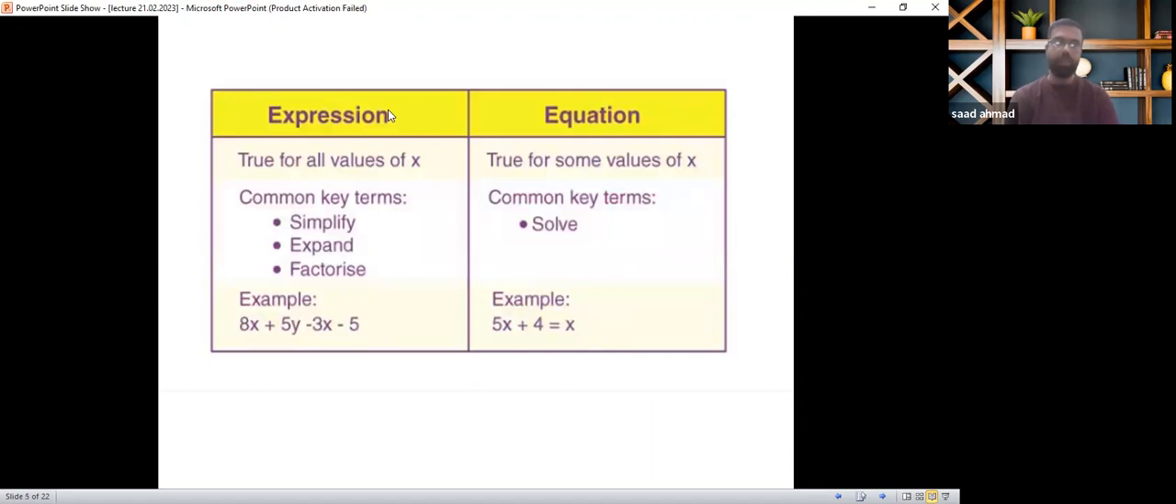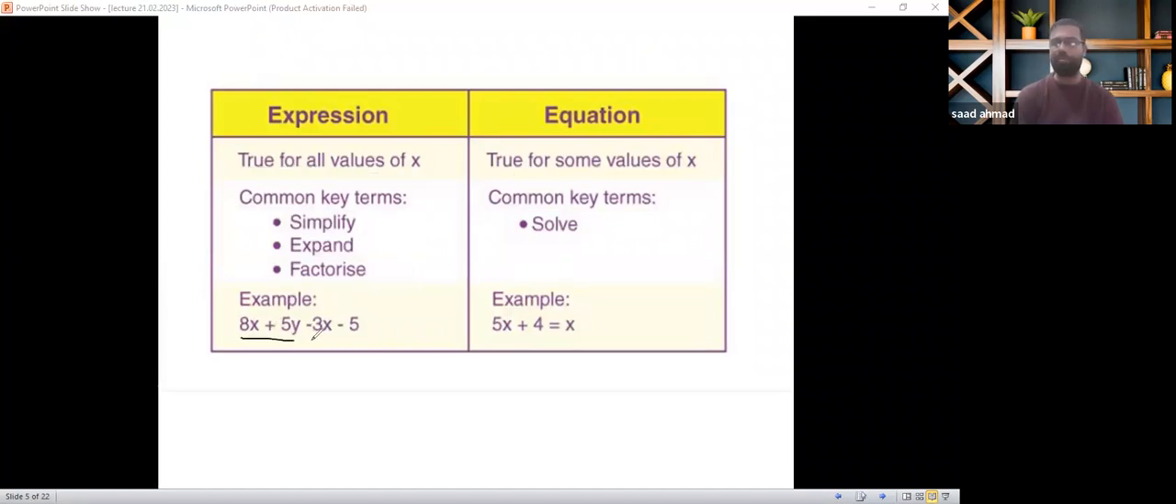There is a little bit of difference between an expression and an equation. An expression is true for all the possible values of x. Let's say we had 2x plus 3. Whatever x values are allowed, you can put them in and it is true. It is not false for anything. The common words that are used when we have an expression are: simplify the expression, expand the expression, factorize the expression.